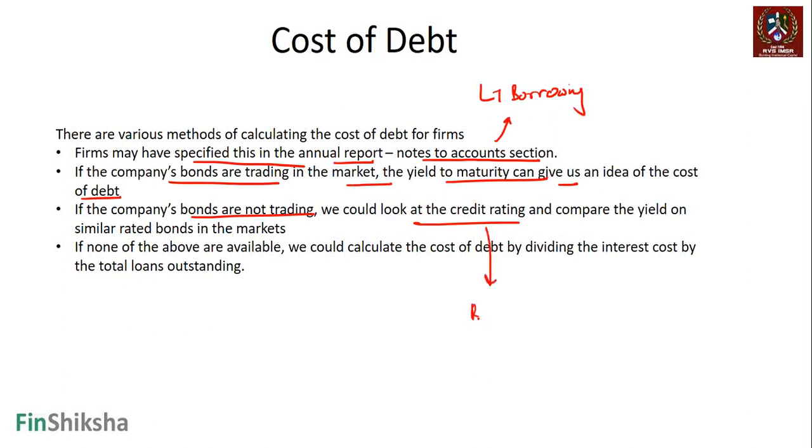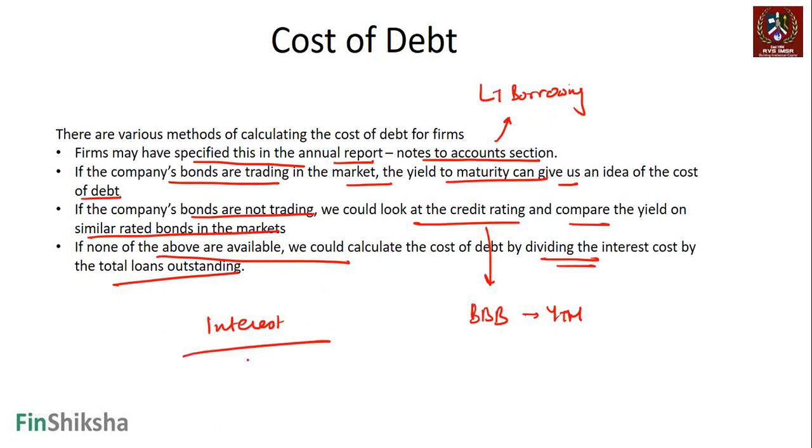If the bonds are not trading, we could look at the credit rating. Let's say the credit rating of a company is BBB, and compare the yield on similar rated bonds in the market. So what does a BBB bond trade at in the market? What is the YTM on a BBB bond? If none of these are available, we could just divide the interest income by total loans. So if I take the interest and divide it by the loans outstanding, that should basically give me the cost of debt in real life, correct?